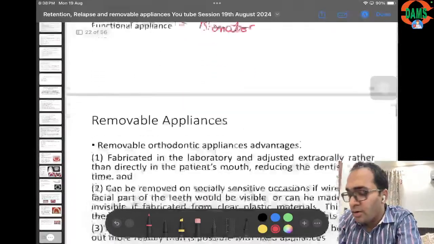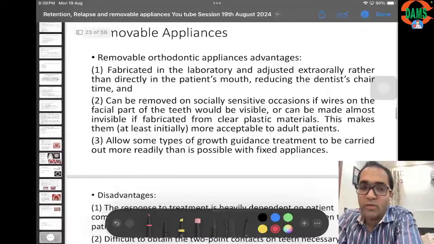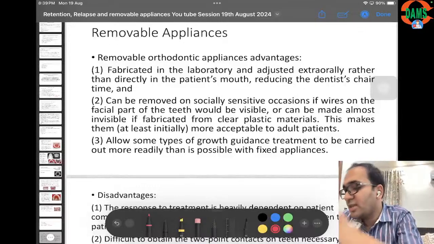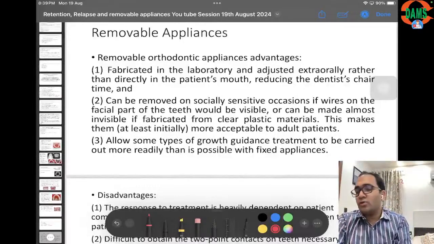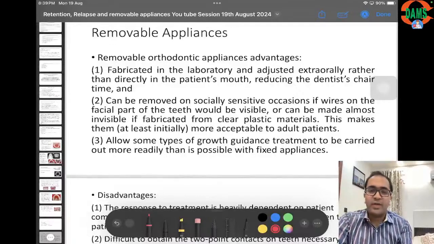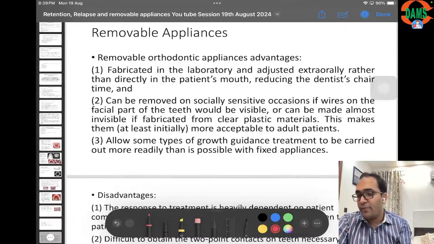Coming to the removable appliances. So what are the advantages of removable orthodontic appliances? They are fabricated in the laboratory and adjusted externally, so there is less patient time, reducing the chairside appointment. They can be removed on socially sensitive occasions. Fixed appliances cannot be removed, the patient has to visit the orthodontic office. A removable appliance can be easily removed by the patient. Hence aligner treatment has come up as a boom, because of the problems with fixed appliances or braces.